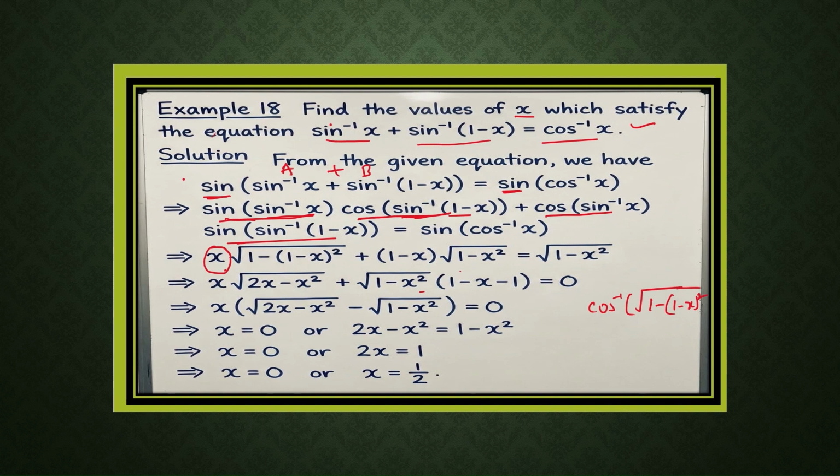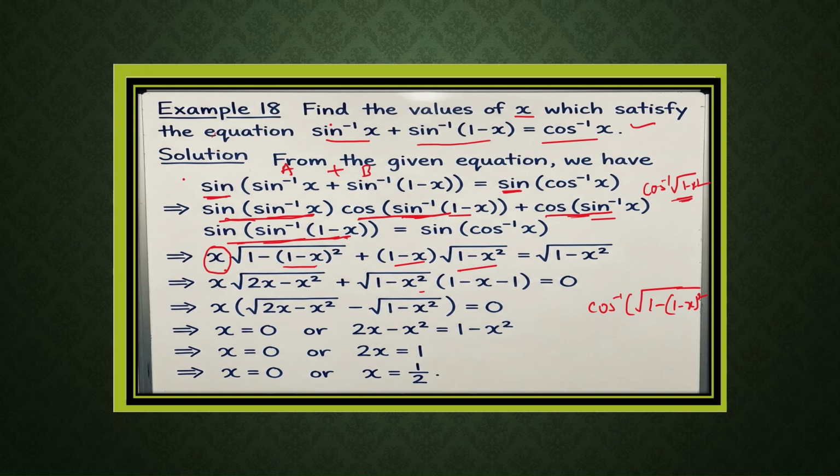Therefore cos of cos inverse is equal to square root of 1 minus (1 minus x) square. In the same way, cos of sine inverse x: this sine inverse x I am writing in terms of cos inverse, that is cos inverse of square root of 1 minus x square. Then cos of cos inverse root 1 minus x square is root 1 minus x square, that we wrote here. Then sine of sine inverse (1 minus x) is equal to 1 minus x.